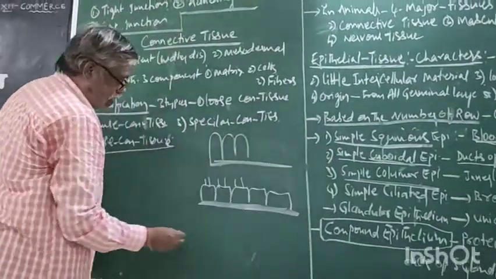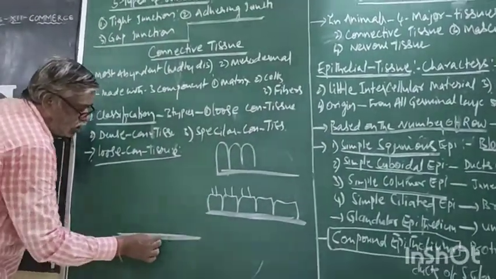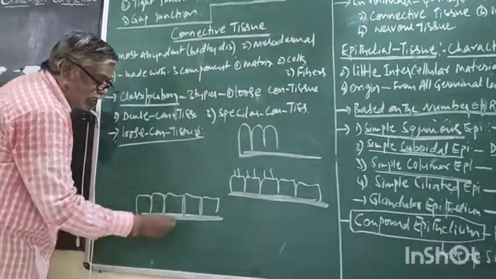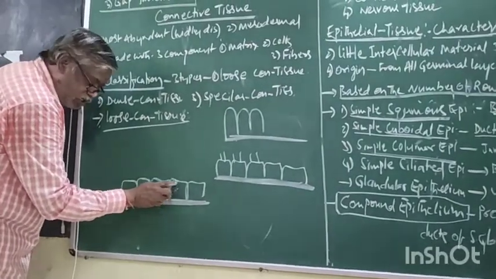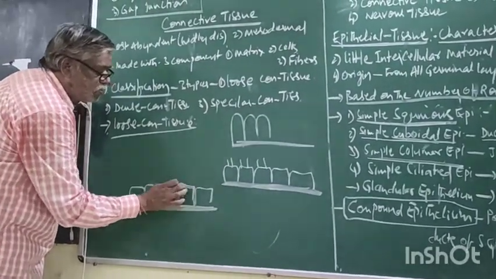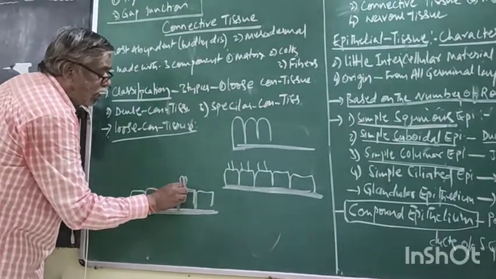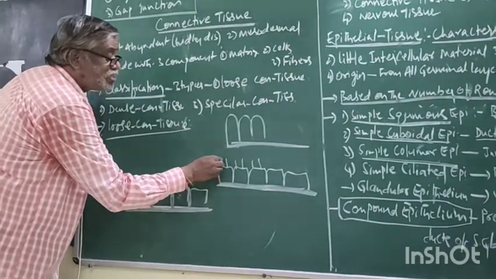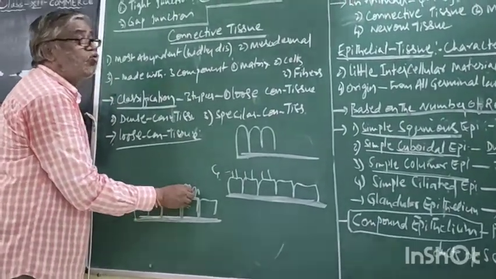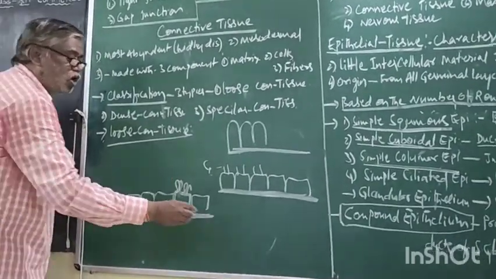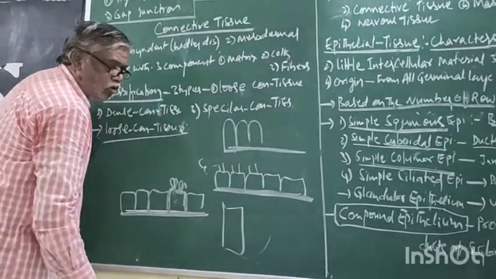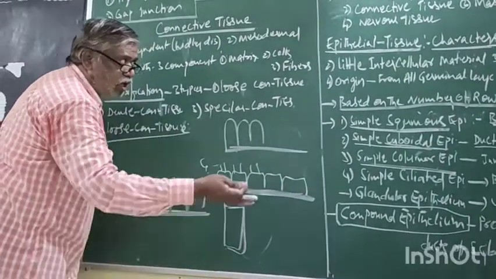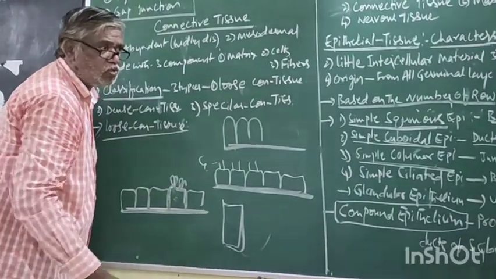What is this simple cuboidal? See, now it is a basement membrane. It is cuboidal. It is a cell. If it is a cell, what is this plasma membrane? Here it is cilia. Now it is microvilli. Suppose you take one cell. What is this boundary? This boundary is called the plasma membrane. We are studying animal tissue, not plant tissue. There is no cell wall.